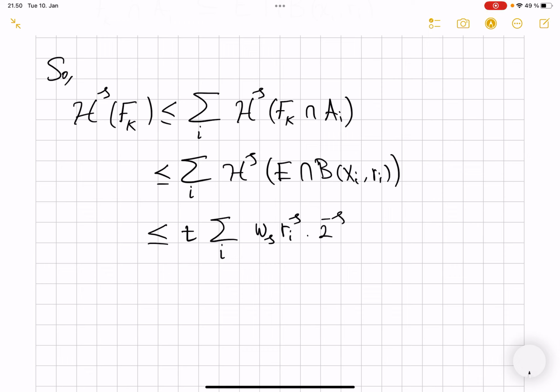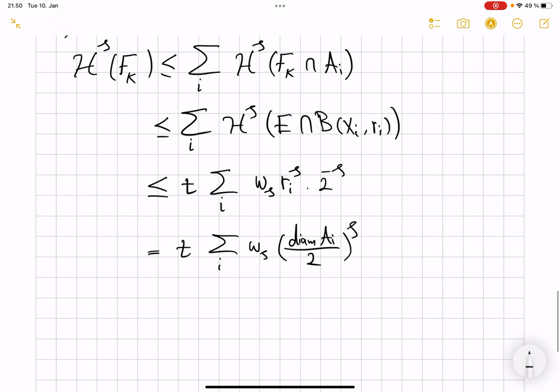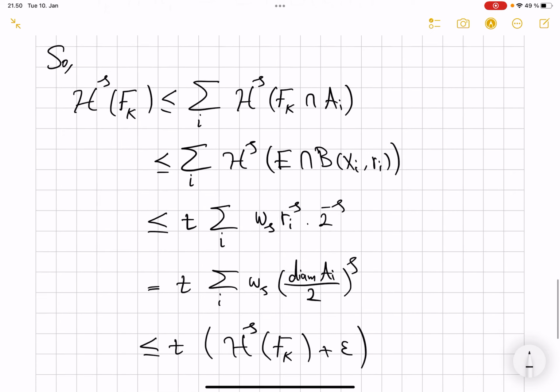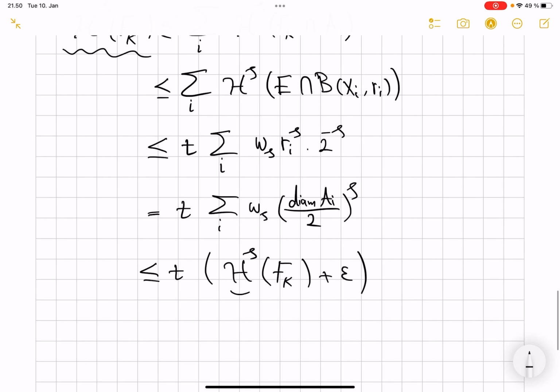But this is nothing other than t, summation over i, omega s, what is our i? This is diameter of Ai. And let's bring this 2 inside, then the whole thing to power s. But how had we chosen Ai? Where did Ai come from? Ai were so chosen that this summation was less than Hs of Fk plus epsilon. Wow. We started with Hs of Fk and we ended with that.